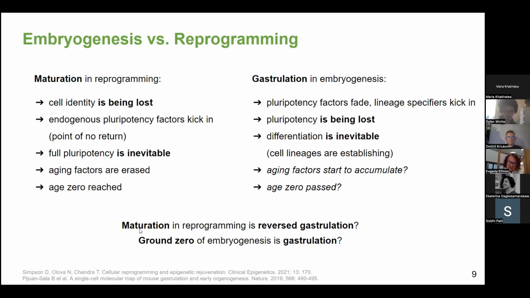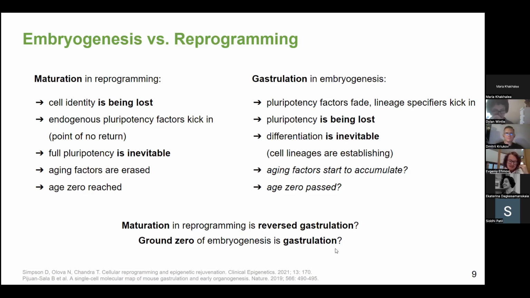But the question we have now is whether the ground zero of embryogenesis happens during gastrulation. So having a hypothesis is, of course, a good thing. We can start at least from here, but can we now check it somehow? It's difficult to track aging or rejuvenation in cells that undergo reprogramming or development, because the common markers of organismal aging, such as blood pressure or inflammatory markers, are not applicable here. You cannot measure blood pressure of cells.